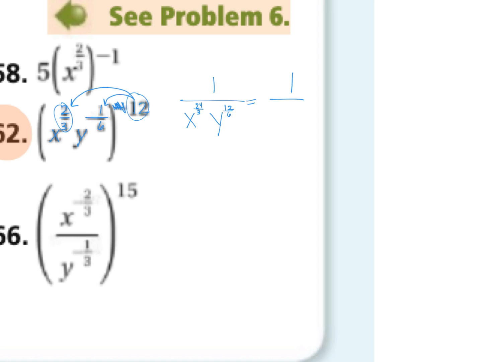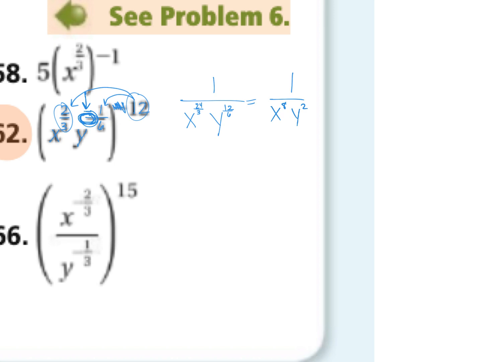this is not what the book is saying. I missed something. I think maybe there was a negative. Oh, there's a negative right there. Shoot. Okay. If you do it the way I did it, missing the negative, it would be x to the 8th, y to the 2nd. Apparently, this is a negative.